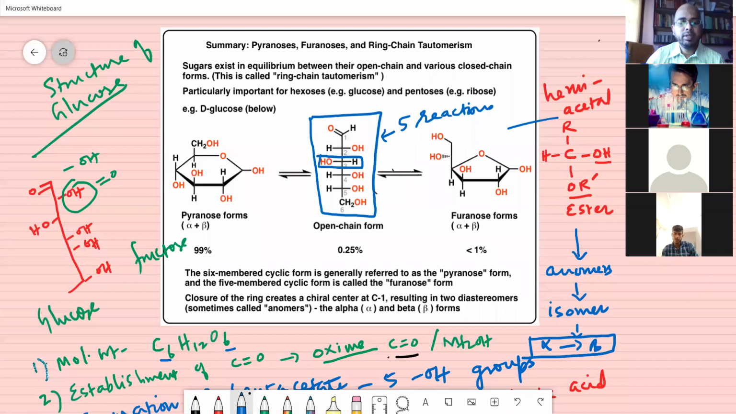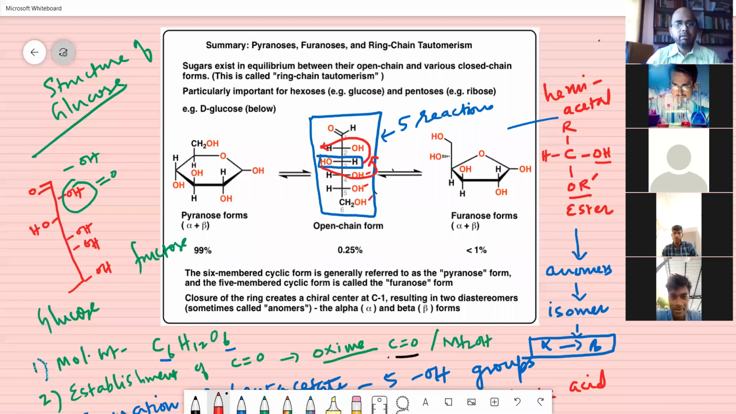What will happen is the H will go here and the OH will come here. So this 3 will remain the same. It's a flipping of hydrogen to the left and OH to the right side. Therefore, this will give you a different isomer, and one form will be the alpha form, the other form will be the beta form.